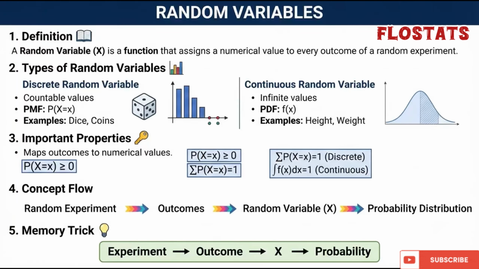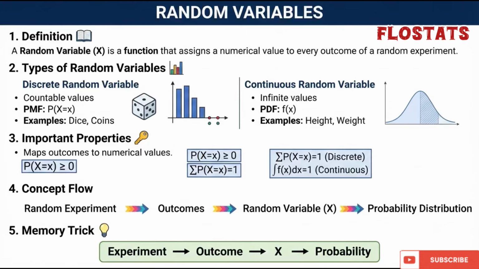A random variable is a function that assigns a numerical value to every outcome of a random experiment. It is usually denoted by the letter x. There are two types of random variables. A discrete random variable takes countable values, such as the outcome of rolling a die or the number of heads obtained in coin tosses.